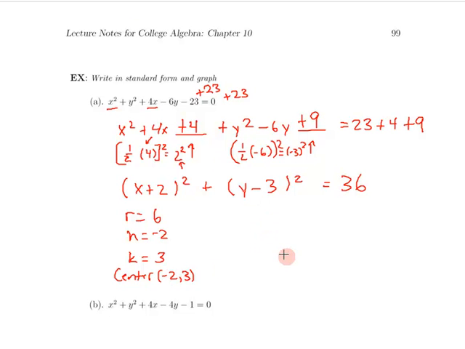And you can graph that equation pretty quickly now because you have all the information you need for graphing. You're going to go to negative 2 and up 3 and go 6 in each direction. 1, 2, 3, 4, 5, 6 in each direction. So if it asks us to graph, we've got to do this procedure. And there's my horribly graphed circle, but we're not grading on artistic ability here.